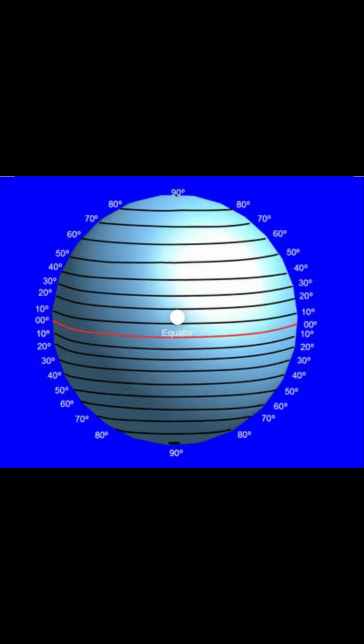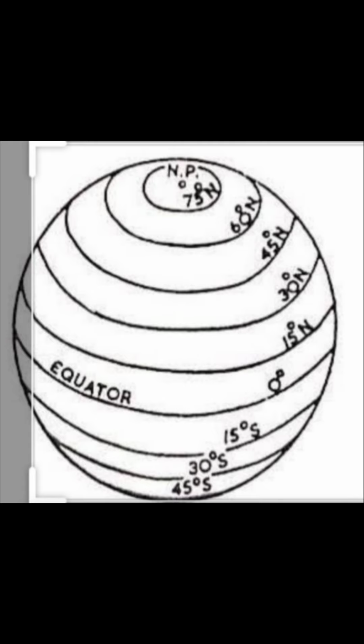So remember children, latitudes are always north and south. Whenever you talk about any latitude, remember either it is a north latitude or a south latitude. You can see here north latitudes, south latitudes, and the line which divides the globe into two equal halves is called the equator, which is designated at 0 degrees.